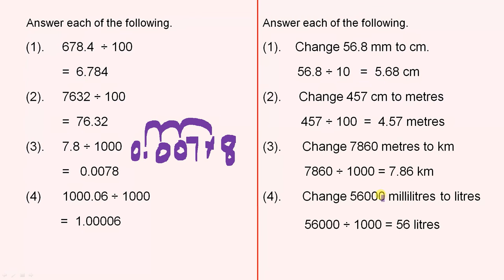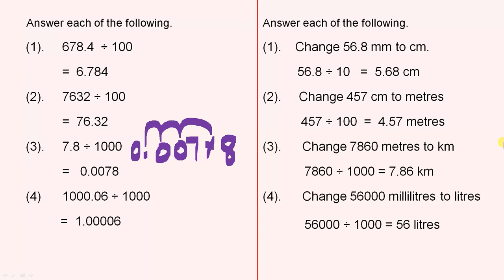And finally, if you change this amount of millilitres to litres, milli means 1,000th. Okay, so you just divide that by 1,000. 1, 2, 3. So you end up with 56 litres.